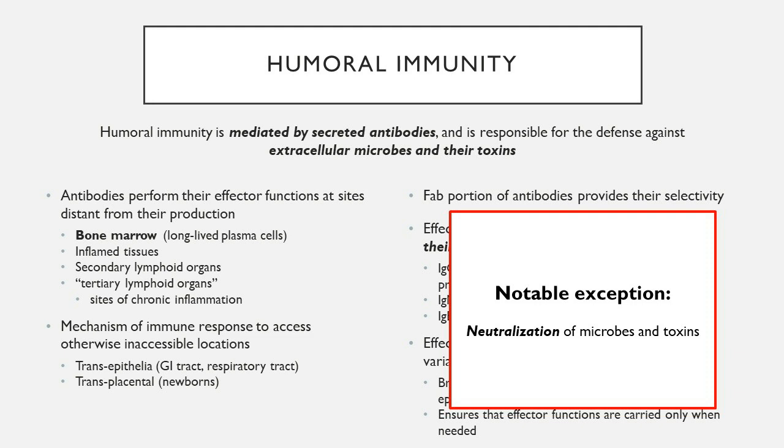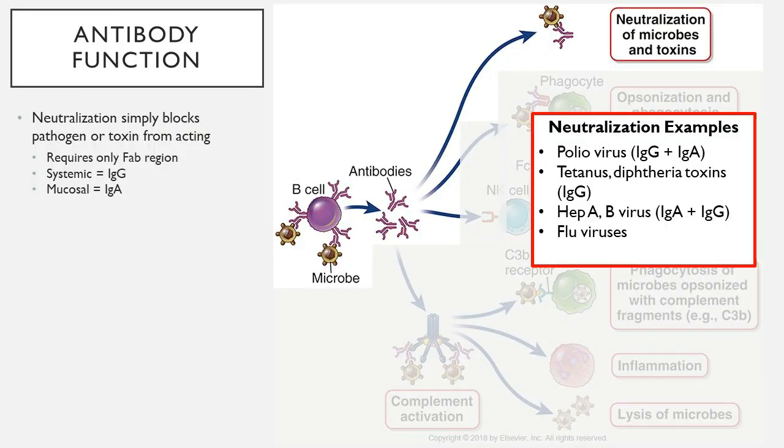So now let's talk about some of the antibody functions in detail, because there are a number of different roles that antibodies can play within the body. I just talked about the idea of neutralization, and it's really the simplest of all the functions. It's where the antibody simply blocks pathogens or toxins from acting just by coating the outside of it. So this only requires the Fab region of the antibody in order to carry out its function.